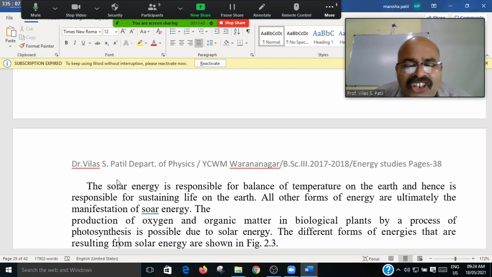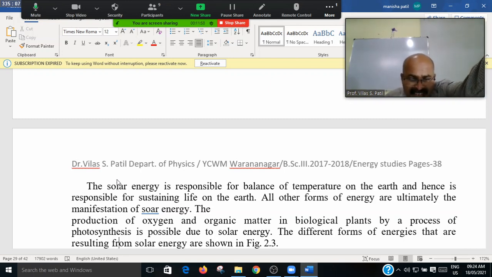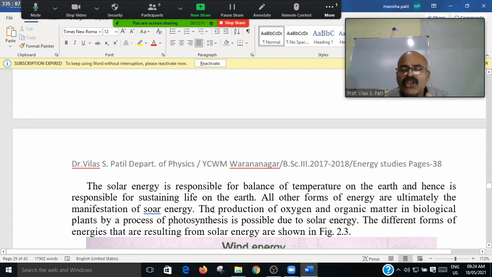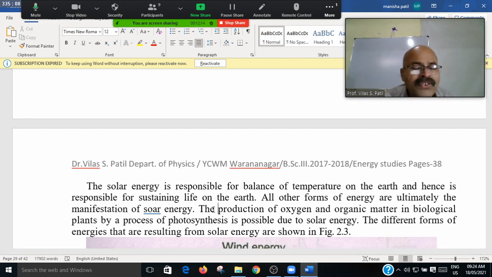The solar energy is responsible, we know that the solar energy is responsible for the balance of the temperature on the Earth, and hence it is responsible for sustaining life on the Earth. All other forms of energy are ultimately a manifestation of solar energy. See here, this is the fact: the production of oxygen and organic matter in biological plants by the process of photosynthesis is possible due to solar energy.